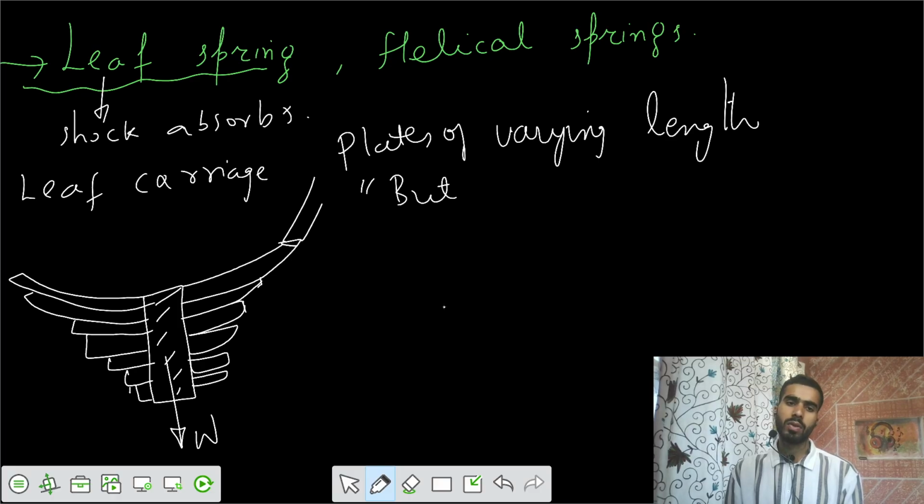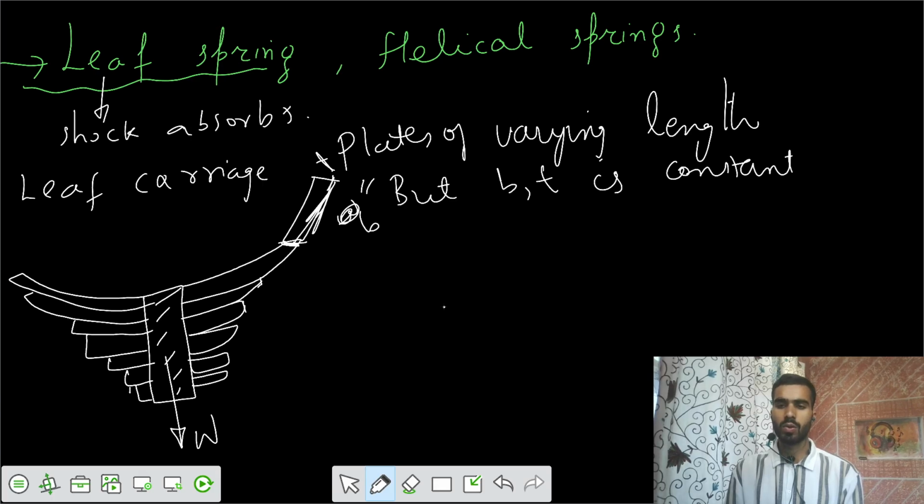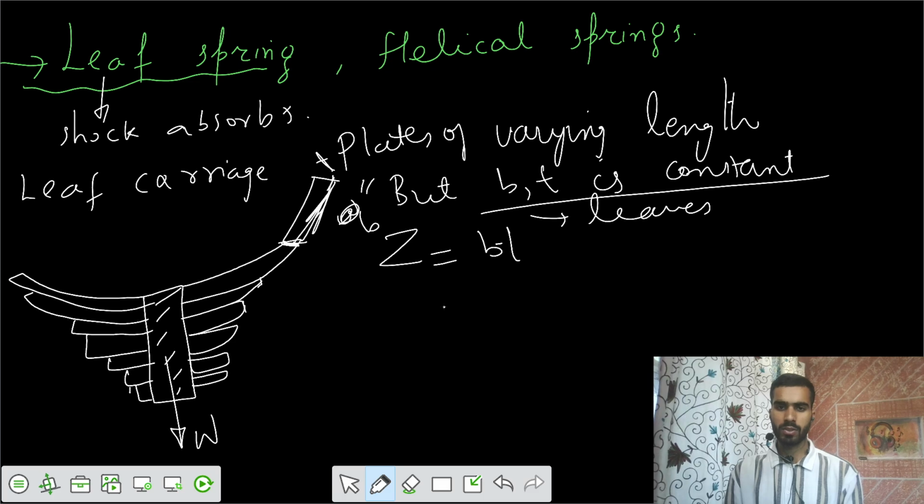But if we talk about the thickness and the width, let's say the width is B and the thickness is T. So B and T are constant for all those plates, all those leaves. We call them leaves. Section modulus of each plate is constant, BT squared by 6.